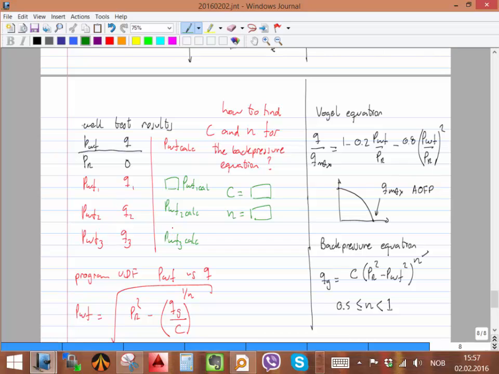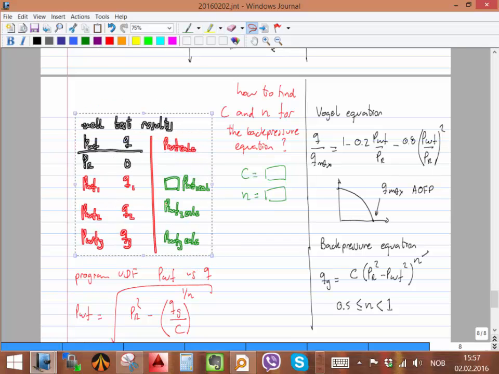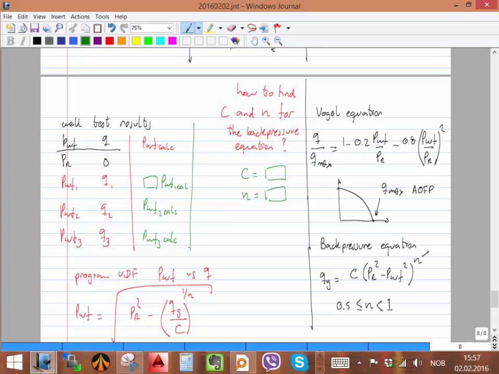But how do I make that? Remember that the solver doesn't like to have multiple cells. So how can I make that? I can make another column, let me just put that to the right, called error. And I say that this is the PWF measured minus PWF calc, squared. And then here I make the summation of all of these errors. And then I can tell the solver, please solver, change C and N until this error goes to 0. And that's how I obtain my C and N coefficients from my data points.